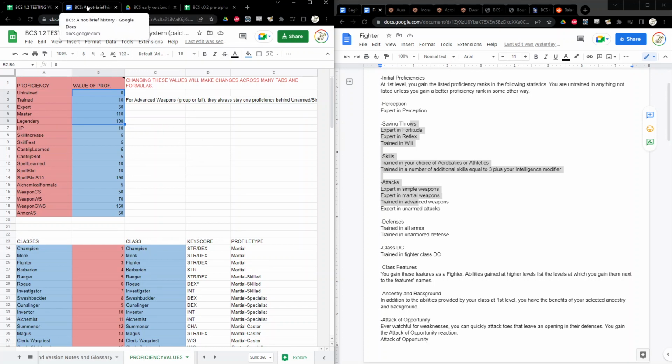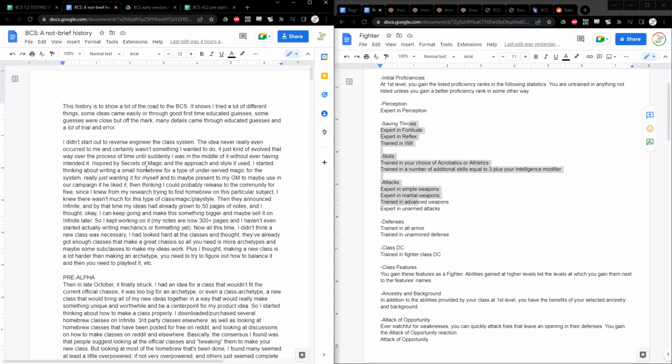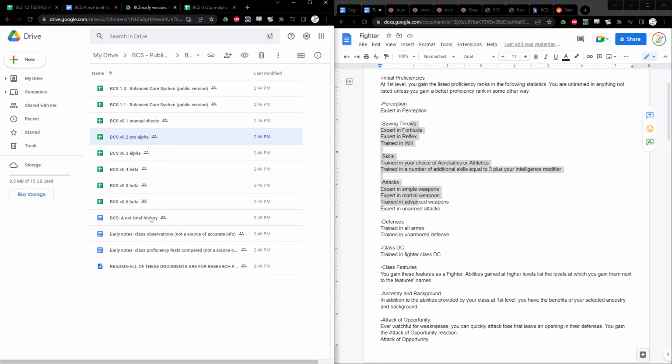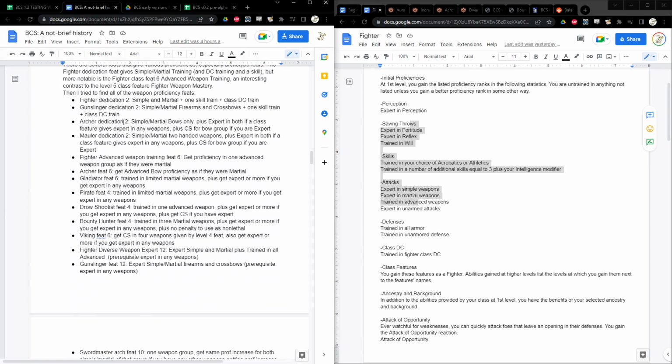Let's see the way that we come about those numbers. This is actually the not brief history I mentioned over there that you can go and look at in the folder if you want. We're just going to go straight down here to this part. This is where I was evaluating proficiencies, or trying to find the values of proficiencies. I did that by basically going through all of the feats. That means ancestry feats or class feats or archetype feats that give some kind of proficiency, and then making a list of it. This isn't all of them, but it's a good chunk of them that helped me to start evaluating the numbers.